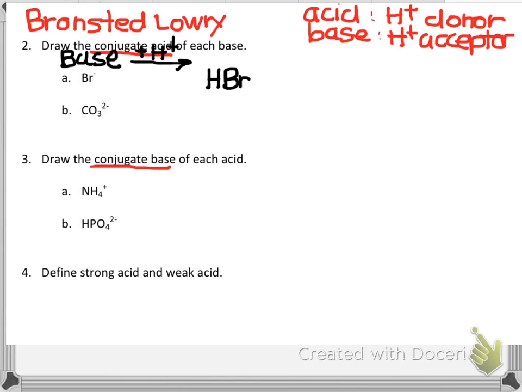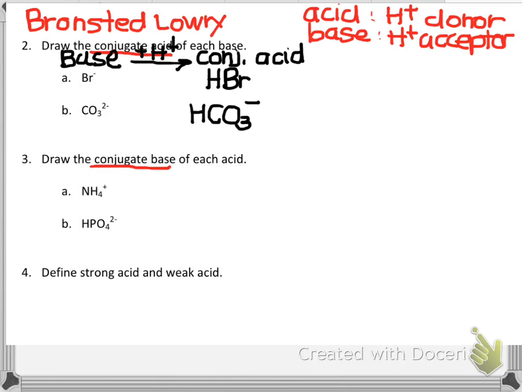Now CO3 2-. So I'll add a hydrogen to the formula because that's what a base is going to do. Now it's a 2-, so I'm going to add a plus to that. And so instead of having a 2- now, I would have a 1-. So these two here are the conjugate acids of the bases. So if I was looking at this in an equation, the base would be on the reactant side on the left, and then the conjugate acid would be on the product side on the right.